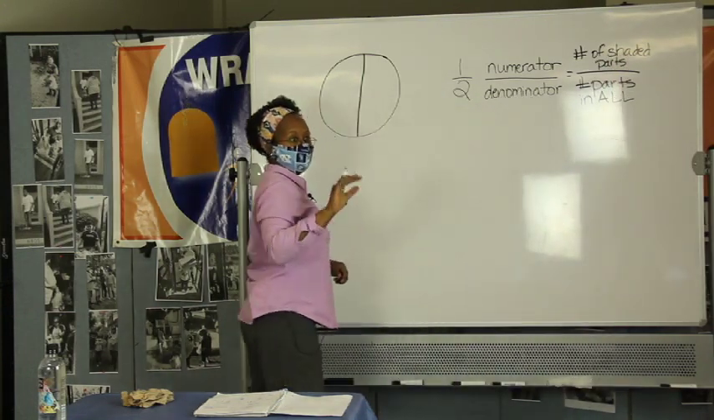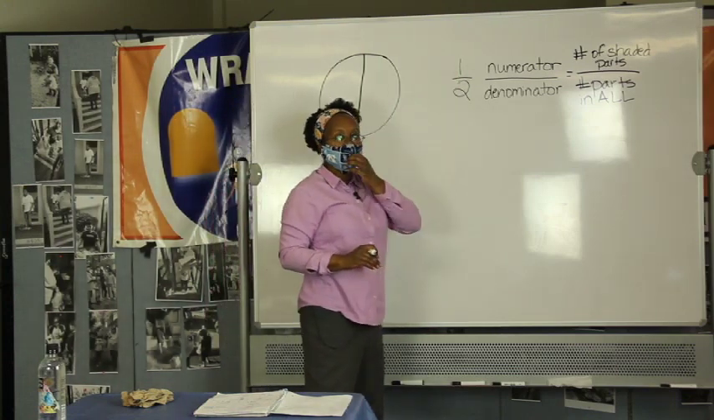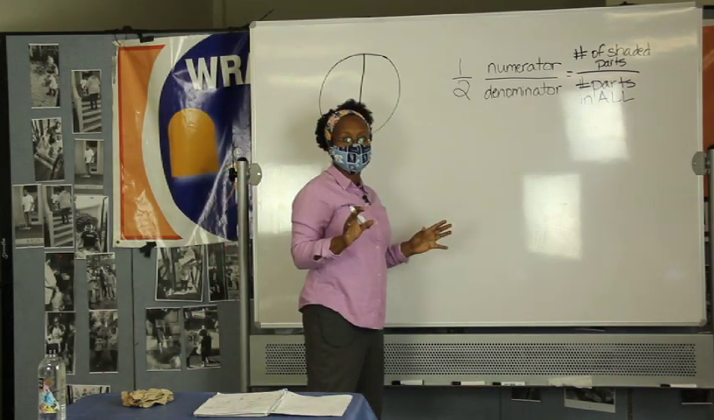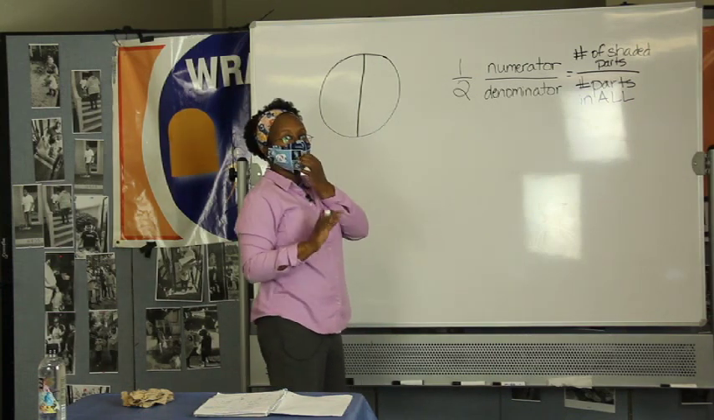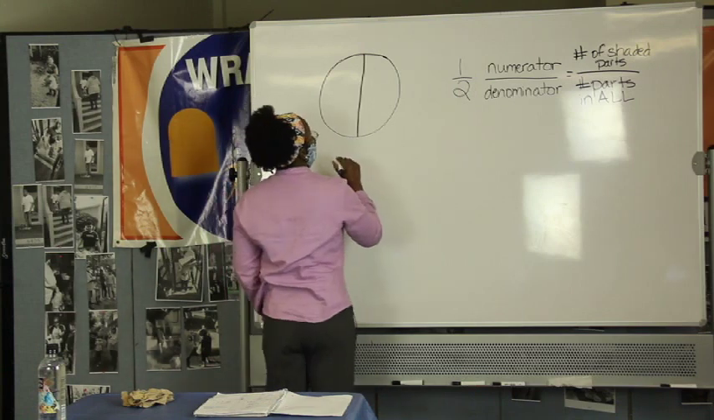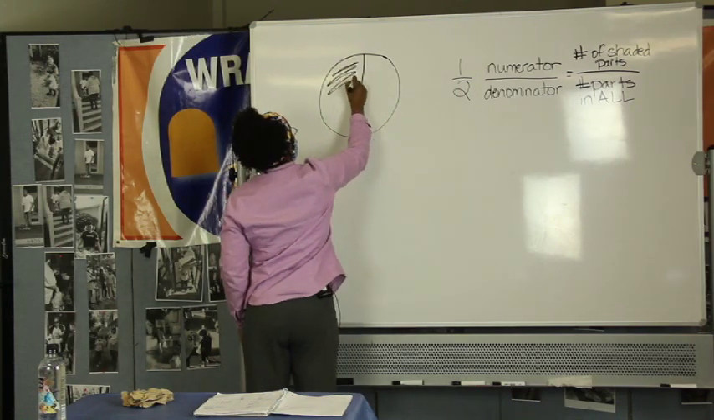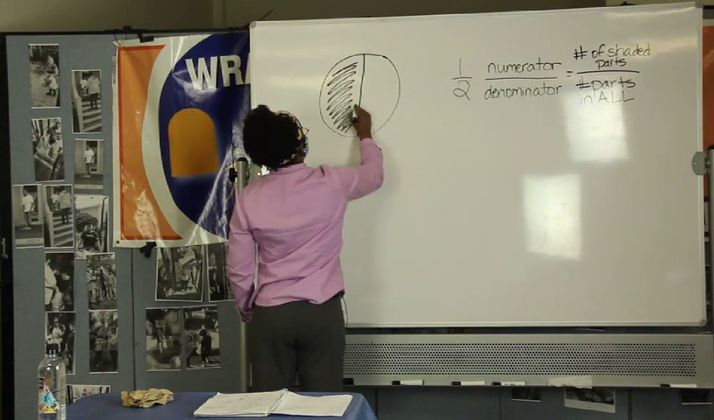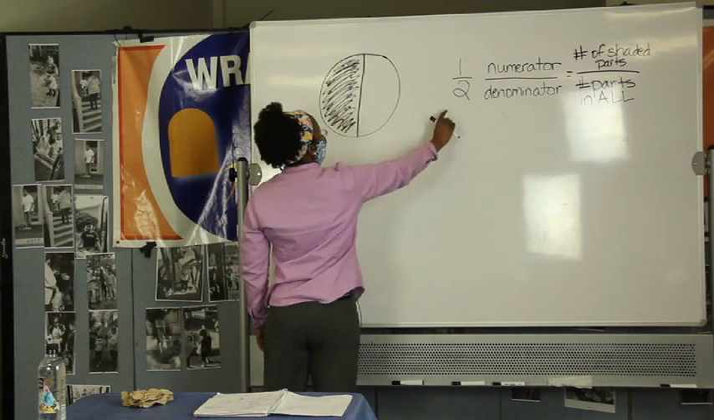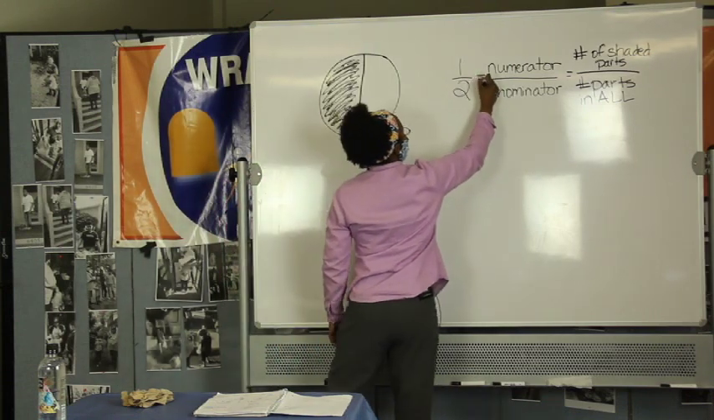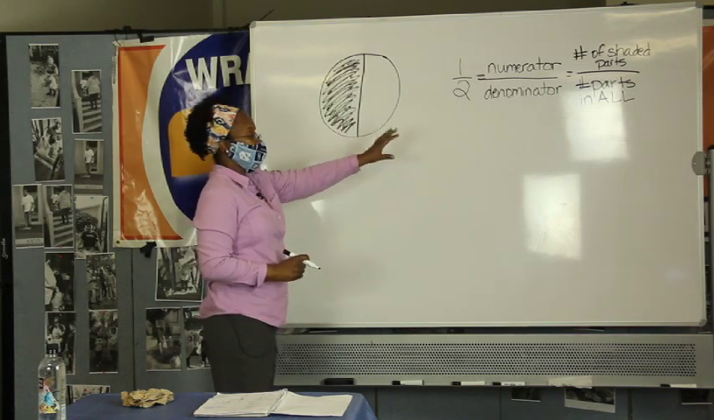So we'll talk later how this number can change. It might not be the shaded part, depending on the question that they ask you. It could be the non-shaded part. So we'll get to that as we go on. So we need to shade how many parts? One part. So this is how you show a picture that equals 1/2. That's how a fraction is set up.